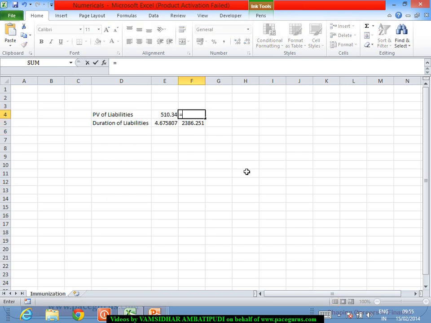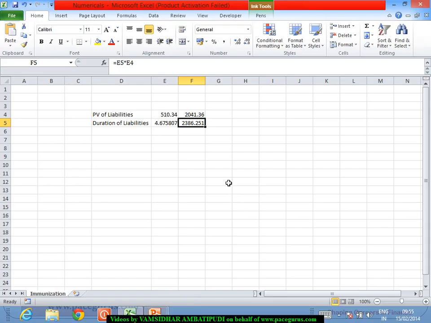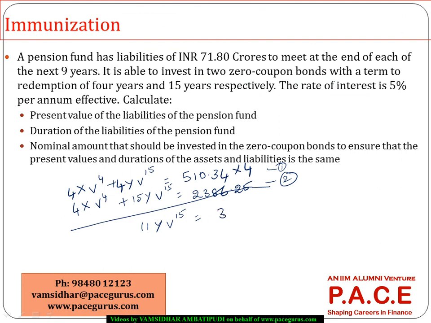510.34 into 4 gives me 2041. And now doing simple arithmetic, subtracting the first equation from the second, it gives 11y v^15 is equal to whatever is the difference. So 11y v^15 is the difference between these two things, 344.89. So from here I can get my y as 344.89 divided by 11 v^15.